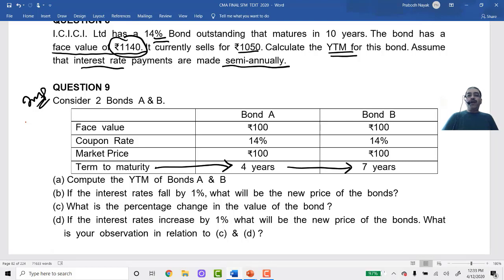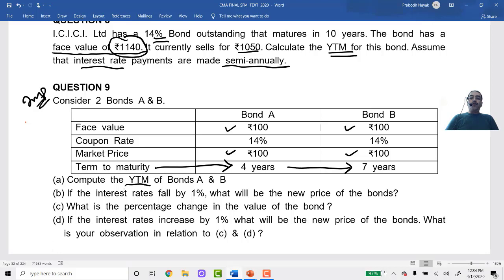There is nothing to compute the YTM as such. Why? Because market price and face value are same. So if market price is equal to face value, then what does the bond theorem say? That coupon rate is equal to YTM. If the market price and face value are one and the same, then the YTM and coupon rate also will be one and the same. So they are asking compute YTM of the bond. Tell them, sir, why you are asking this question? YTM is same as coupon rate, and that is 14%. Correct? So that is the first answer.